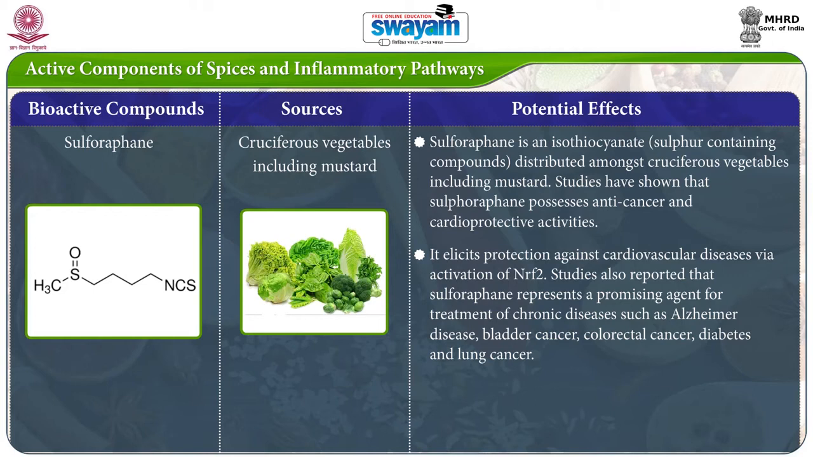Now, sulforaphane is an isothiocyanate, that is, a sulfur containing compound distributed amongst cruciferous vegetables including mustard. Studies have shown that sulforaphane possesses anti-cancer and cardioprotective activities. It elicits protection against cardiovascular diseases via activation of NRF2. Studies also reported that sulforaphane represents a promising agent for the treatment of chronic diseases such as Alzheimer's disease, bladder cancer, colorectal cancer, diabetes and lung cancer.